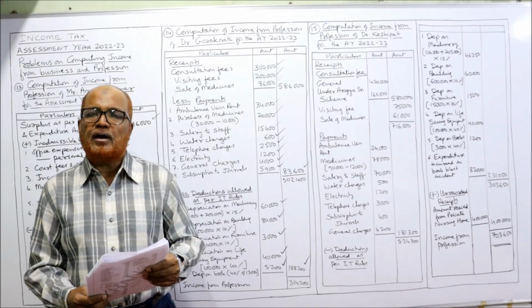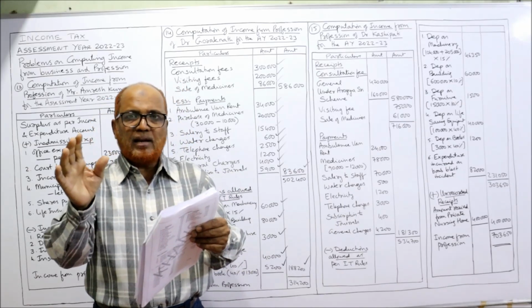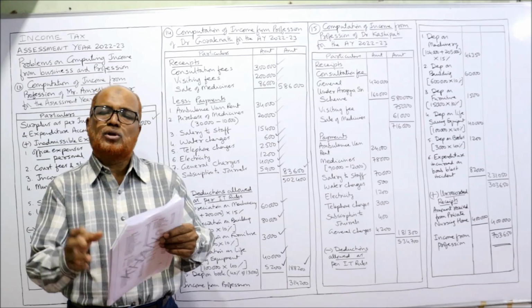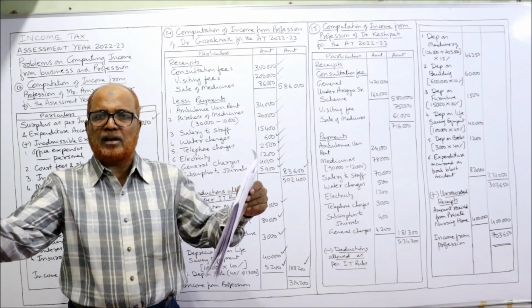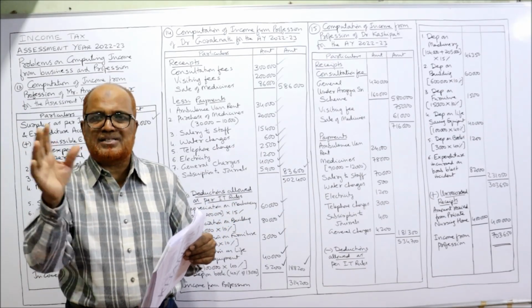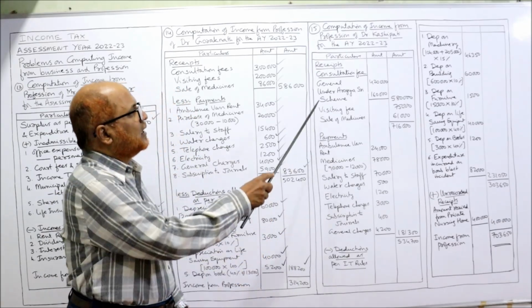Revenue professional receipts. Consultation fee from general 4,20,000, from under Arogyasri scheme 1,60,000. Both are consultation fees: consultation fee received from the general public and consultation fee received from the Sri Arogya scheme. It's a scheme of the government. So both are revenue receipts, and we should take both.